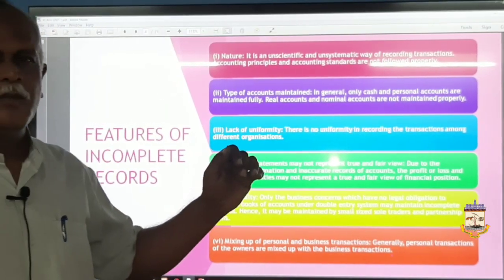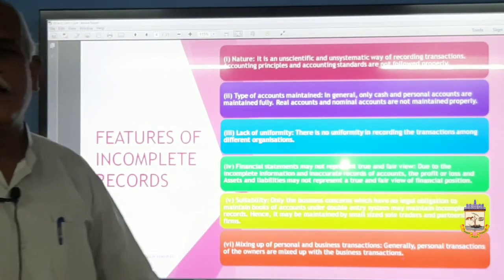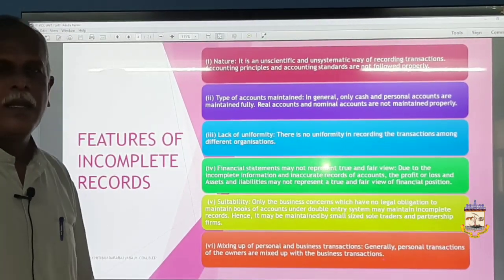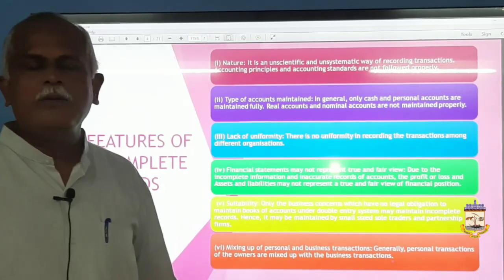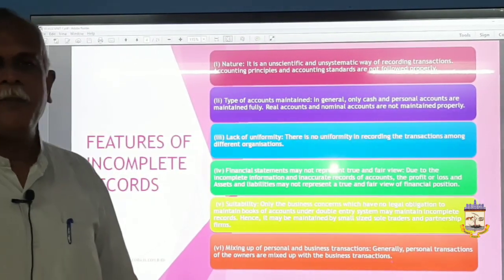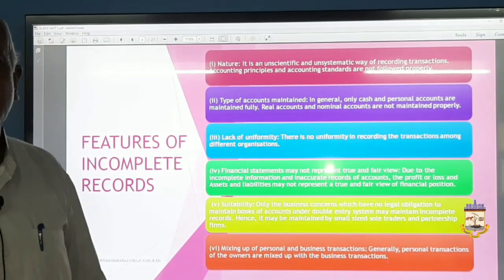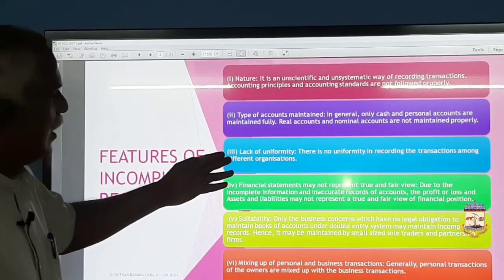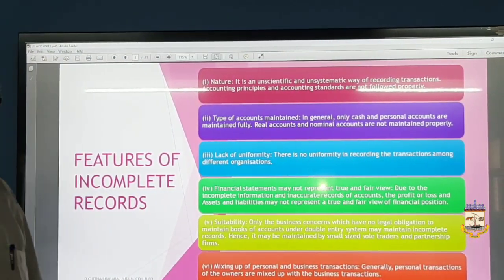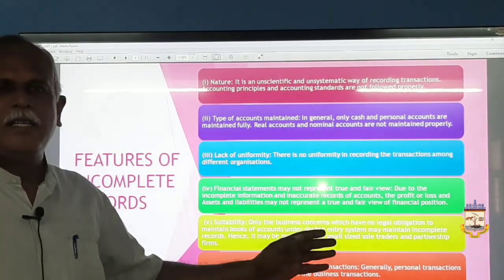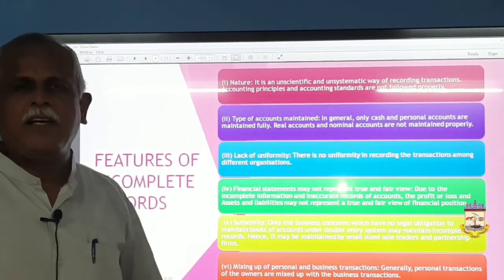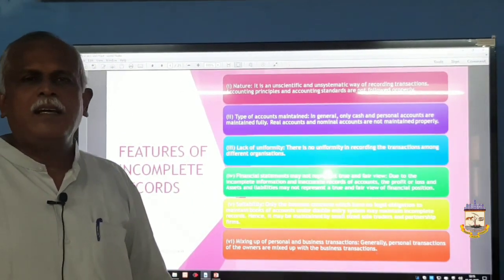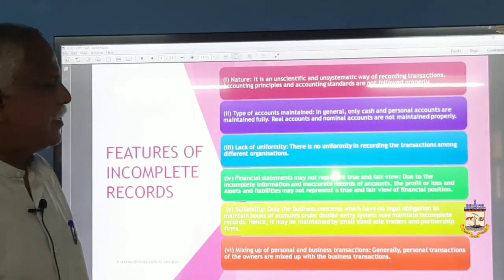But here in the incomplete records, we record only the cash book and personal accounts. We don't record real accounts, that is, apart from cash, we don't record any other asset, and nominal accounts we don't maintain. Lack of uniformity: the users of this accounting don't maintain a standardized way of recording. There is no uniformity in maintaining the books of accounts under the single entry system.